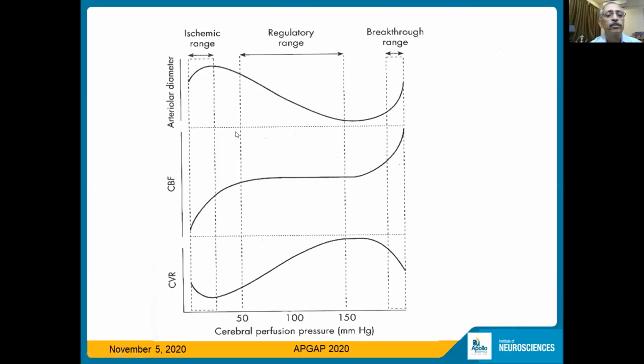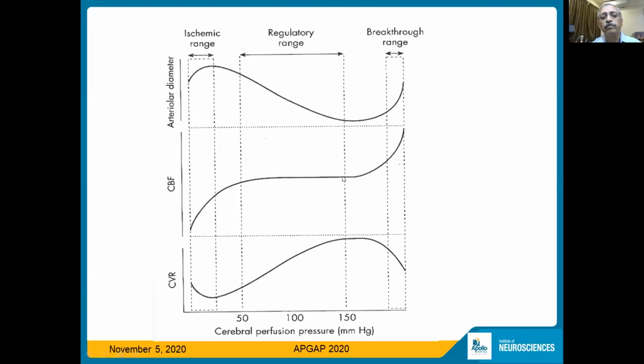Just to show the relationship between the cerebral blood flow, cerebral vascular resistance, and the arterial diameter. Now, this is the cerebral blood flow, and on the x-axis you see the cerebral perfusion pressures. As the pressure increases, you can see the arterial diameter start reducing. The small vessels become more and more smaller. There is an increase in the resistance, so this tries to maintain the cerebral blood flow constant.